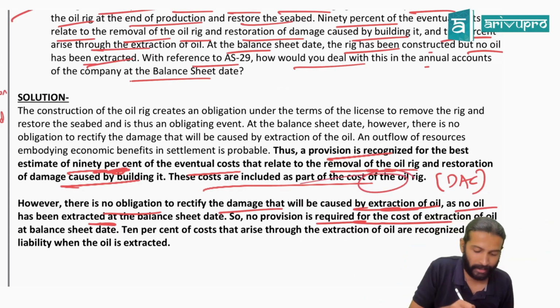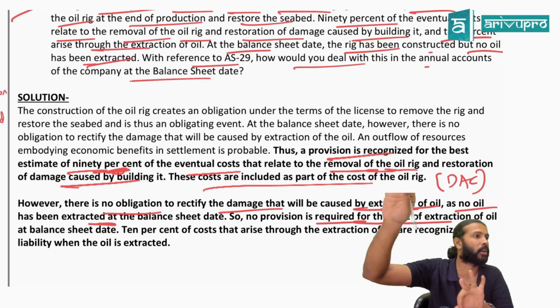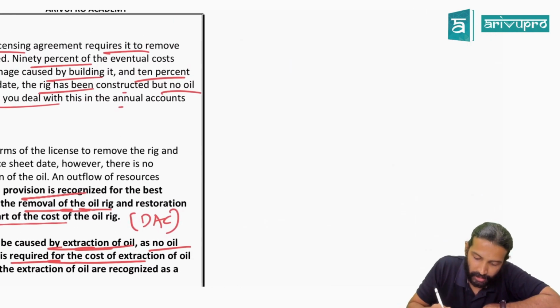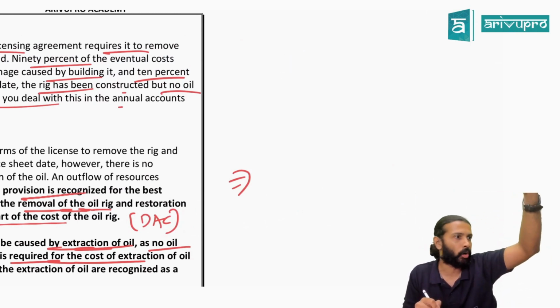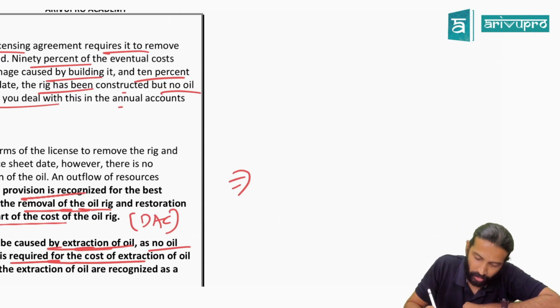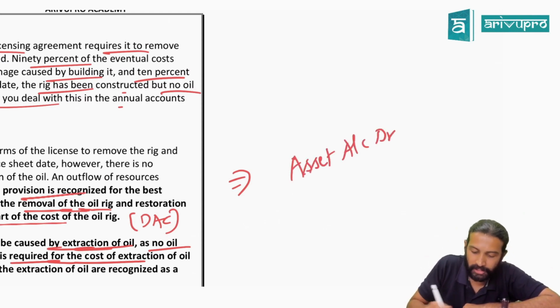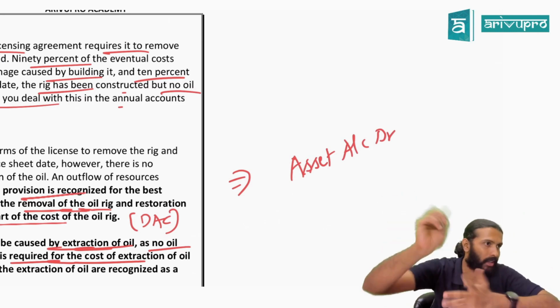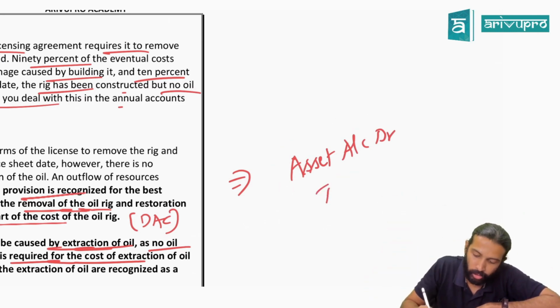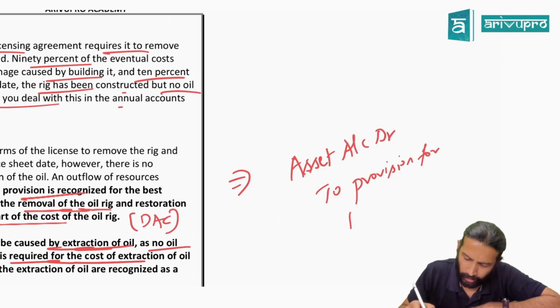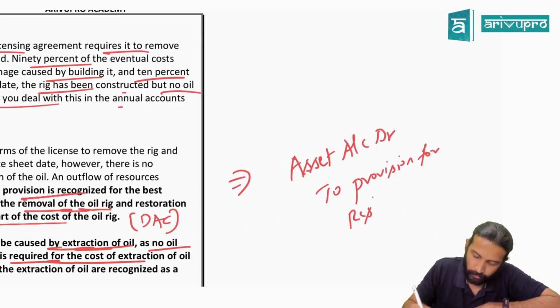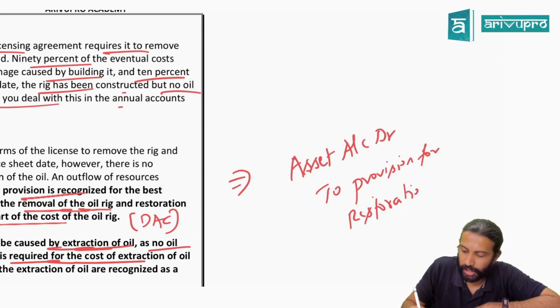Hence, this cost will not be transferred to P&L. You make a provision, but it will be added to the cost of the asset. Meaning the journal entry: what is the journal entry you normally pass for provision? P&L account debit to provision for DSR. Yes or no? So here you will not debit P&L. You will debit the asset account. What is that asset? Oil rig. Oil well is your asset. So asset account debit to provision for the damages, or provision for restoration cost we can write. This is the journal entry you need to pass.